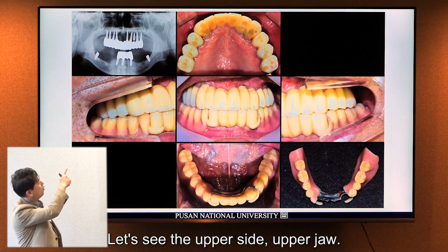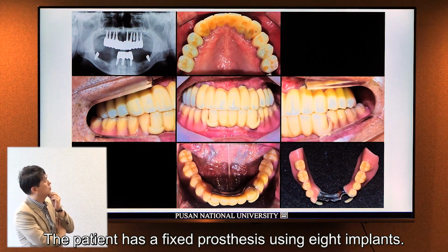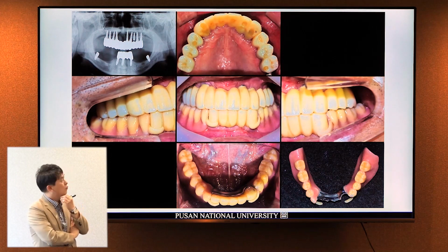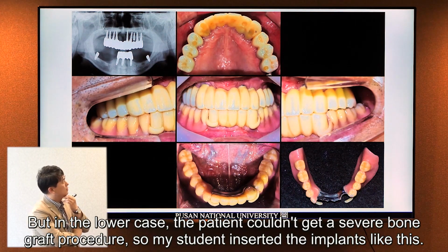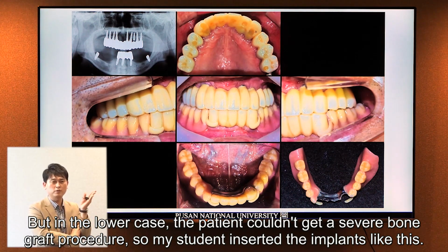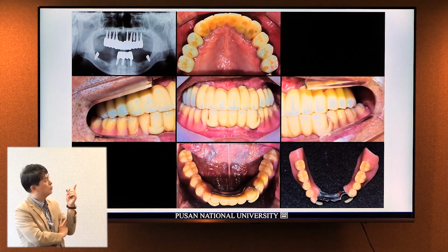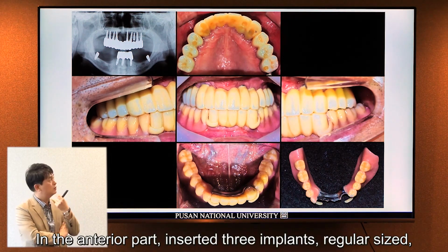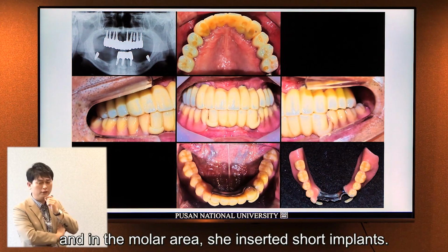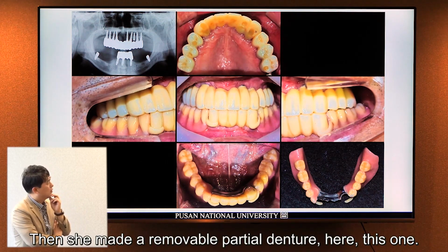Let's see the upper jaw. The patient has a fixed prosthesis using 8 implants, very strong. But in the lower case, the patient couldn't get the severe bone graft procedure. So my student inserted implants like this. In the anterior part, she inserted 3 regular-size implants, and in the molar area, she inserted short implants like this.